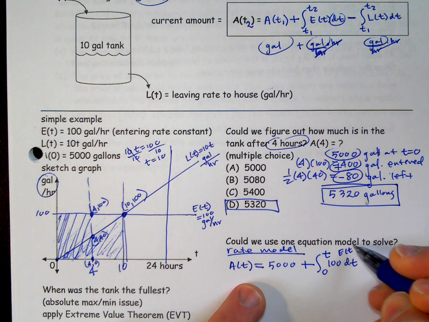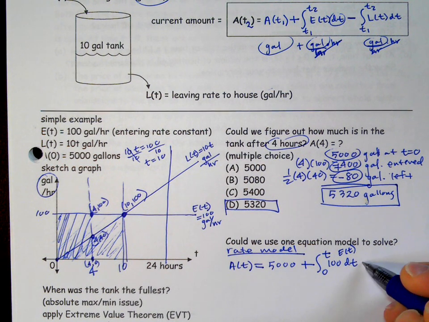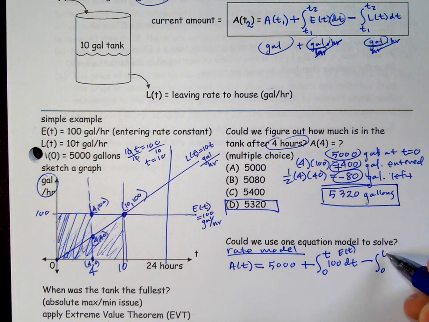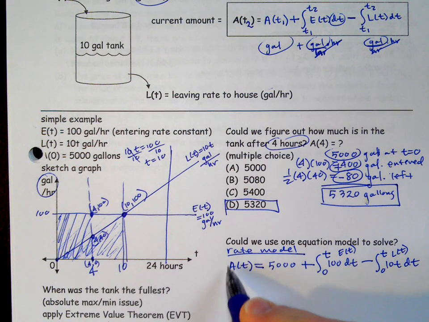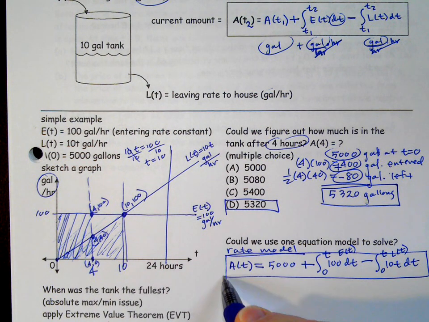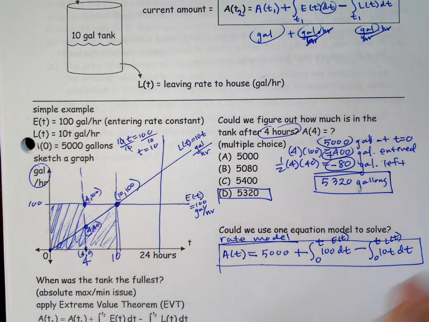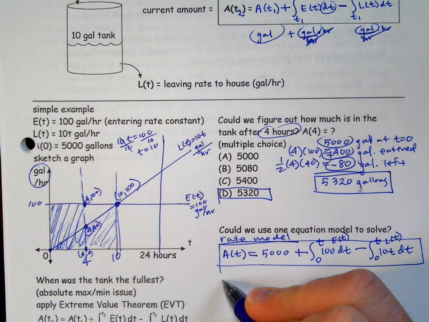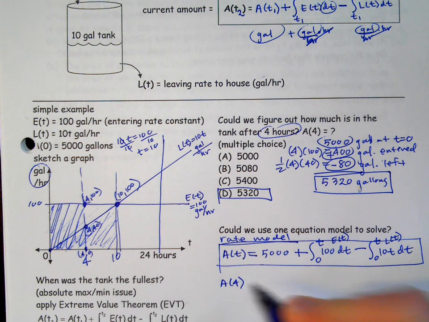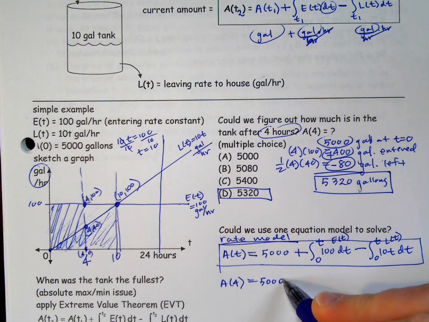right? That's the entering rate, which was just 100, minus we have to take away all the water that was being taken out of the tank, and that's the leaving rate, which we said was 10t dt. So this right here is our rate model. And so we can use this to find the amount of water at any time. And we don't have to rely on geometry. We could use our calculators. Often you might be allowed to use your calculators.